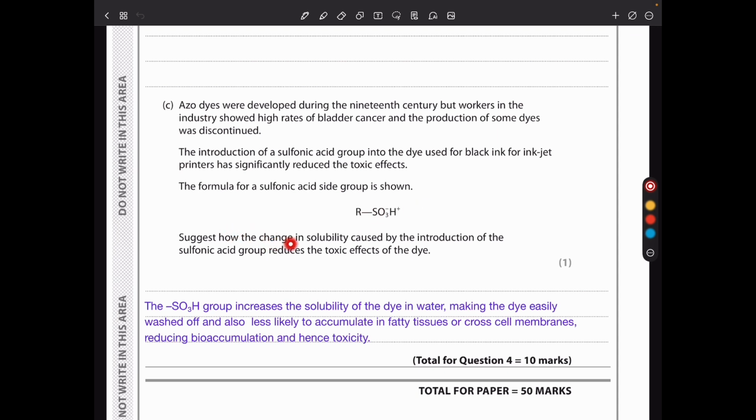Suggest how the change in solubility caused by the introduction of the sulfonic acid group reduces the toxic effects of the dye. This is ionic and therefore it's charged. It's going to make the dye more soluble, meaning it's easily washed off. So I say the sulfonic group increases solubility of the dye in water, making the dye easily washed off, and also less likely to accumulate in fatty tissues or cross cell membranes, reducing bioaccumulation and hence toxicity.